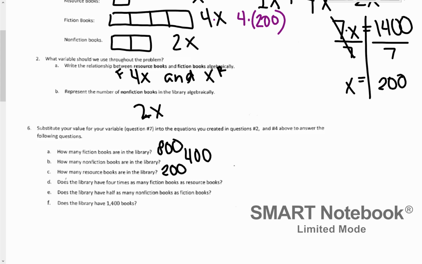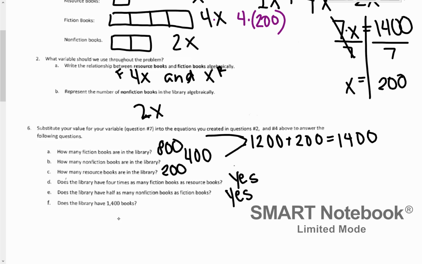Does the library have 4 times as many fiction books as resource? So is 200 times 4 800? Yes. And those are just questions that you can ask yourself when you're doing these types of problems to make sure that you're getting the right answers. Does the library have half as many nonfiction as fiction? Yes. Does the library have 1,400 books total? Well, 800 plus 400 is 1,200 plus 200. Yep, that does equal 1,400. Okay, so we're good with that.